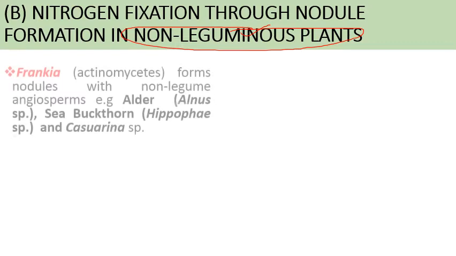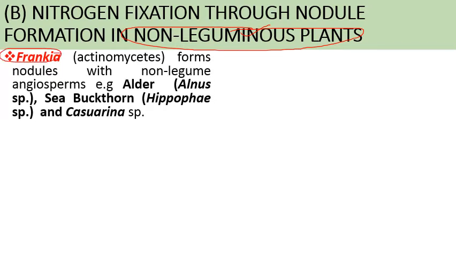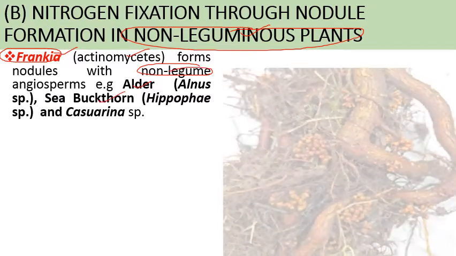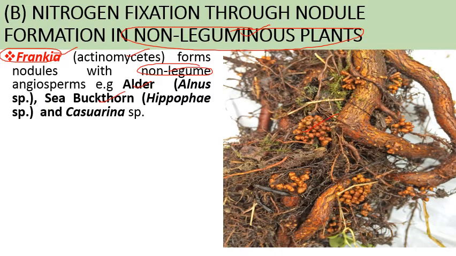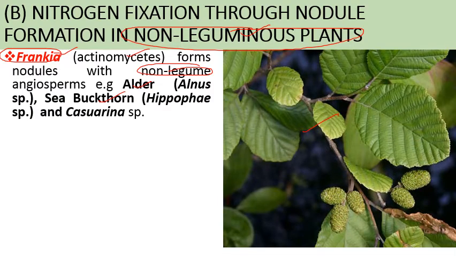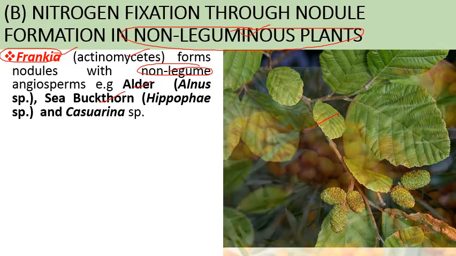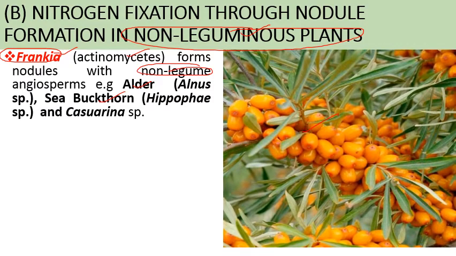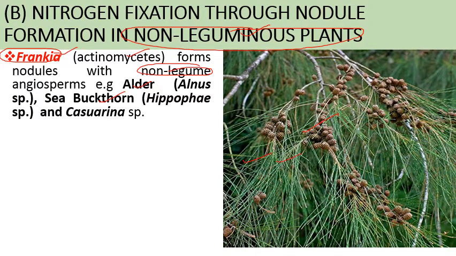Means nodules will form, but not in legume plants, other than legume plants. So Frankia is the most common actinomycetes filamentous bacteria which forms nodules with non-leguminous angiosperms, like we have elder, that is Alnus species, then sea buckthorn, and these are the nodules which are formed with non-leguminous plants. This is the photograph which shows elder, that is Alnus species. Then sea buckthorn, whose botanical name is Hippophae species, and Casuarina. So Frankia shows association with these angiosperms.